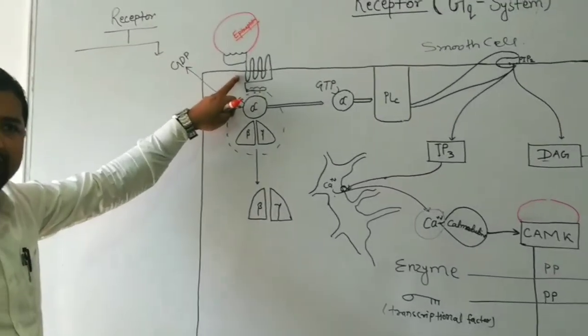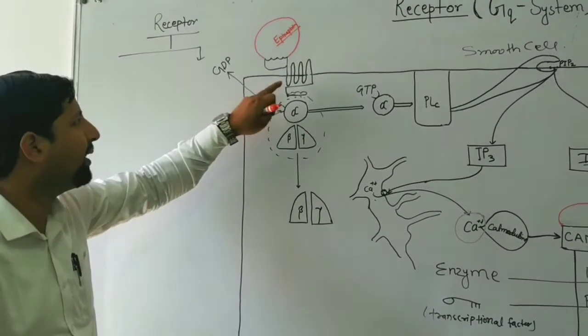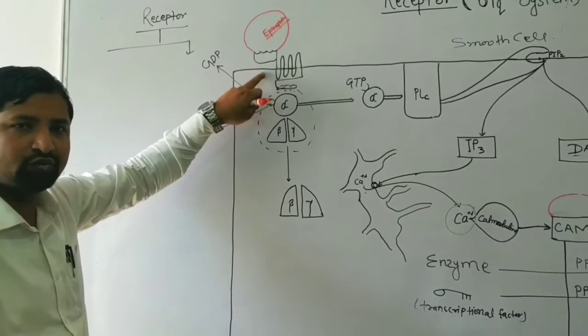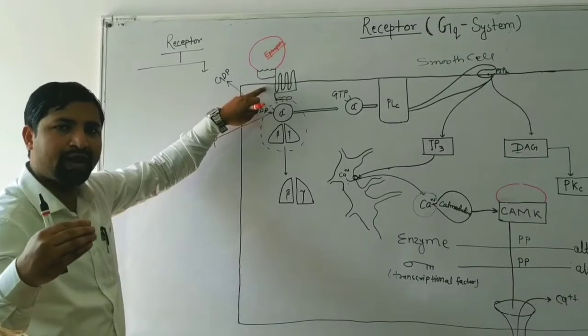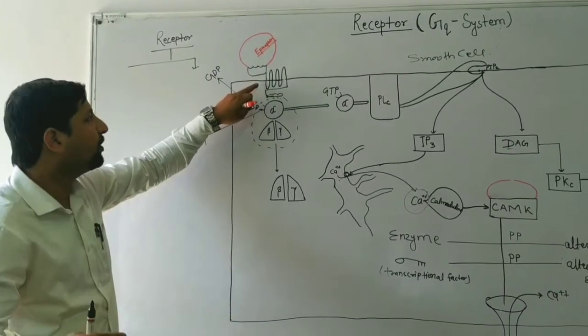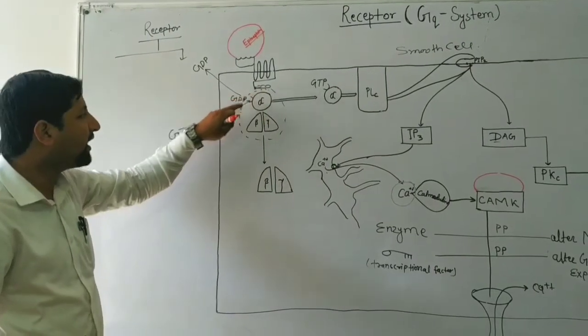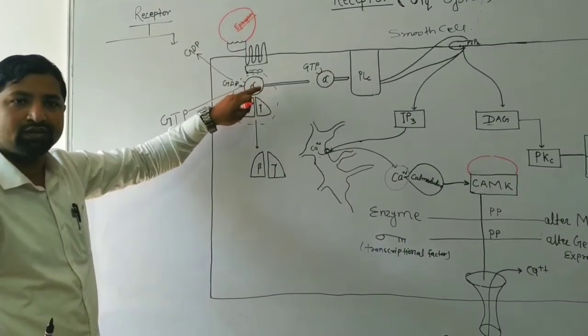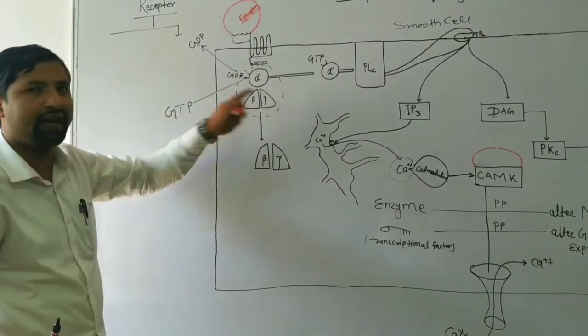This is a family of the 7-pass receptor, as you know, the G protein coupled receptor. That means this receptor is associated with the seven-transmembrane peptide chain, having the effector binding domain sites attached with the G protein, which is associated with the trimeric protein alpha, beta and gamma.